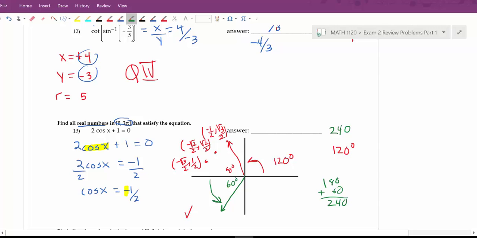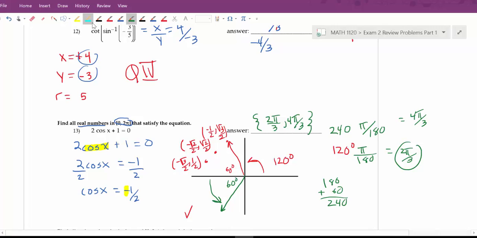Now, if you did your unit circle at the beginning of the test, then you would have all this taken care of, so you wouldn't have to do this. So I'm going to multiply that by pi over 180, and that gives 2 pi over 3, so that's one answer. And then I'm going to multiply 240 by pi over 180, and that gives 4 pi over 3. So the answers to this problem are 2 pi over 3 and 4 pi over 3. So you write that in set builder notation like that. So that's the idea.